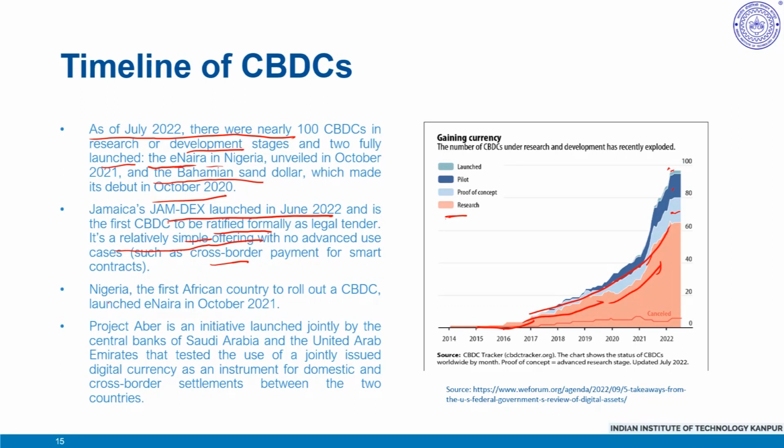Nigeria was the first country to roll out a CBDC, e-Naira, in October 21. Sub-Saharan Africa is poised to adopt CBDCs. The widespread use of M-Pesa, a mobile money transfer service, has established a strong social and financial infrastructure for the potential future use of CBDCs. Also, Project Aber is an initiative launched jointly by the central banks of Saudi Arabia and UAE that tested the use of jointly issued digital currency as an instrument for domestic and cross-border settlements between the two countries.